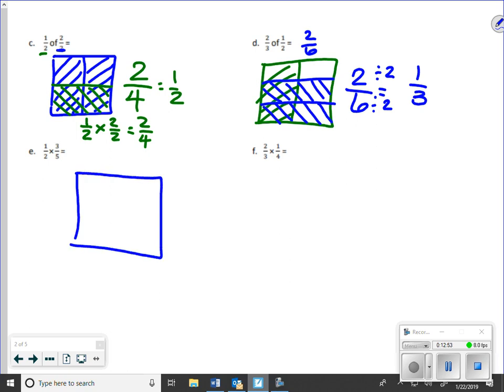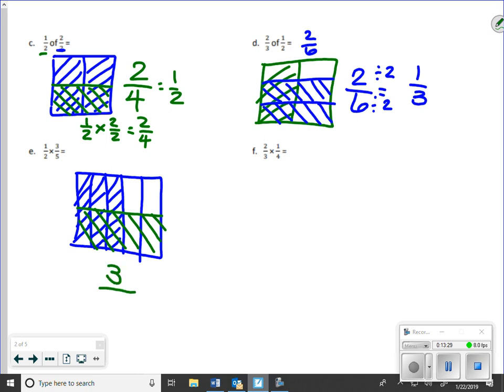How many pieces? 5. How many are shaded? 3. How many go in the opposite direction? 2. 1, 2. How many are shaded? 1. How many are double shaded? 1, 2, 3. Out of 10. 1, 2, 3, 4, 5, 6, 7, 8, 9, 10.